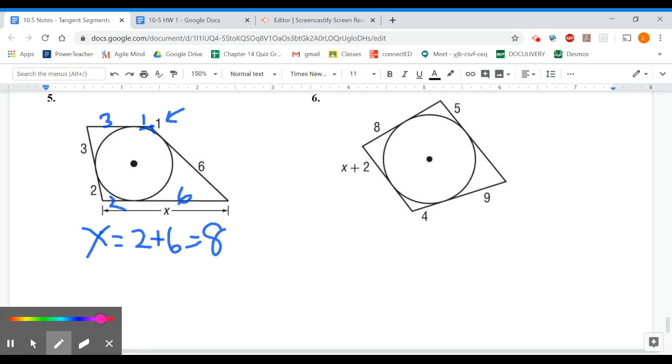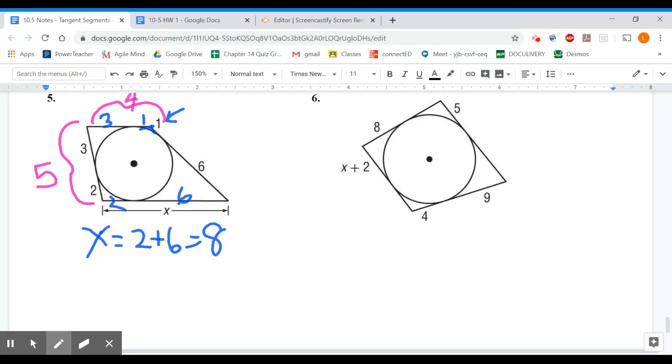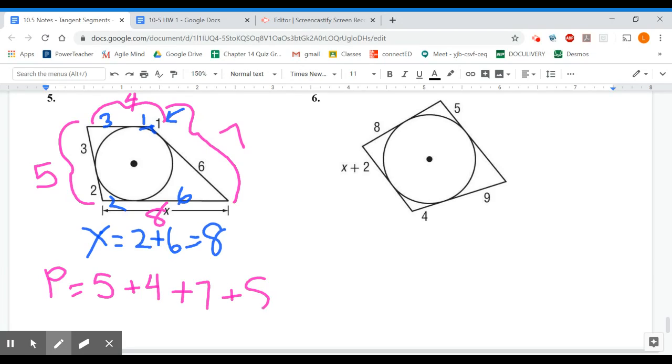Then to get the perimeter, I have 3 plus 2, or 5 here. I have 4 here. 7 here. And we already figured out that that was 8. So the perimeter is 5 plus 4 plus 7 plus 8, which is 24.